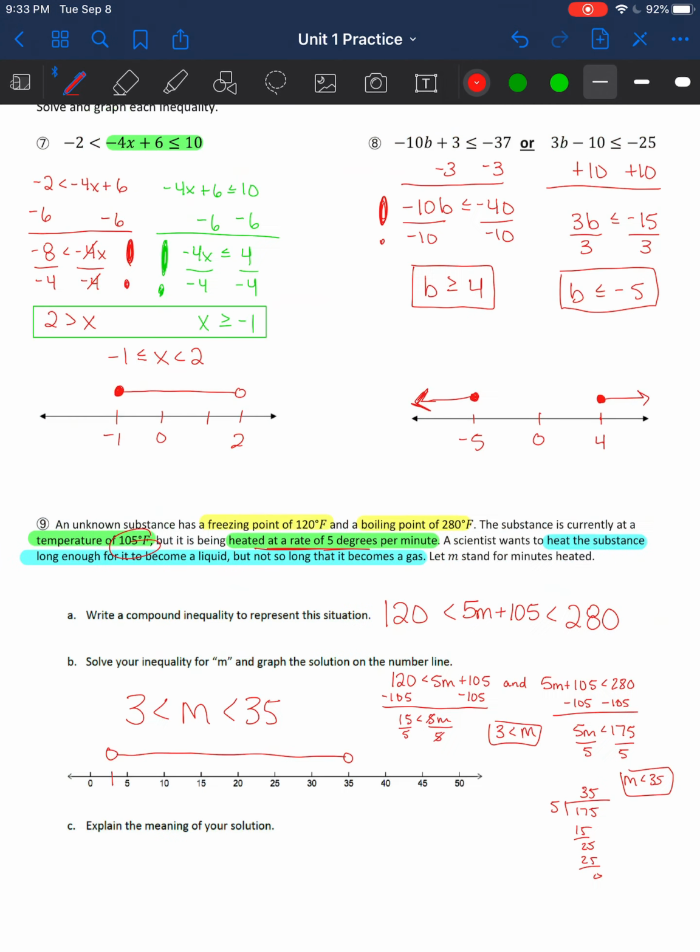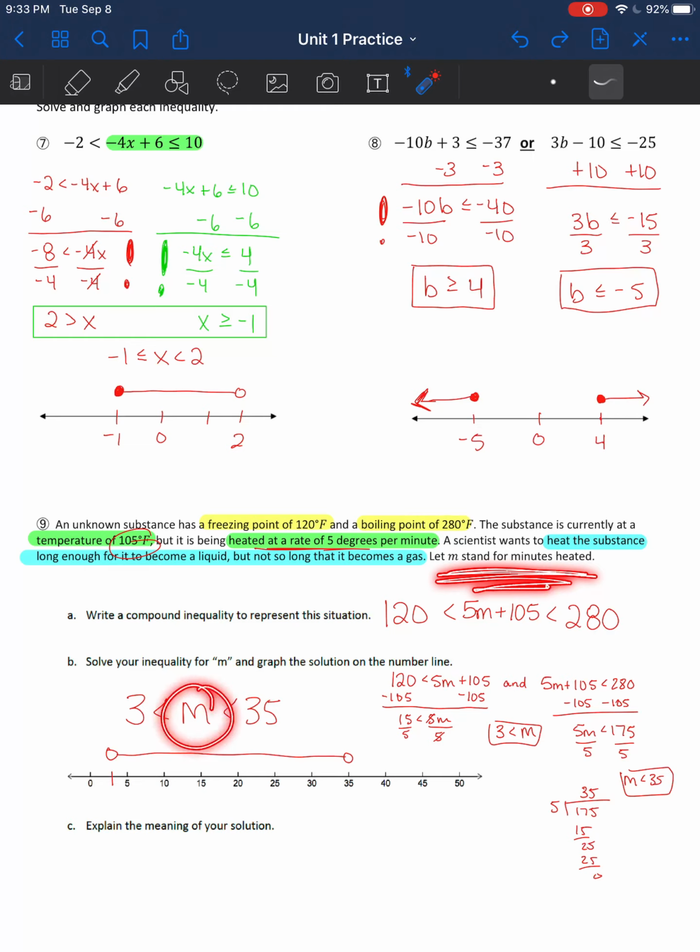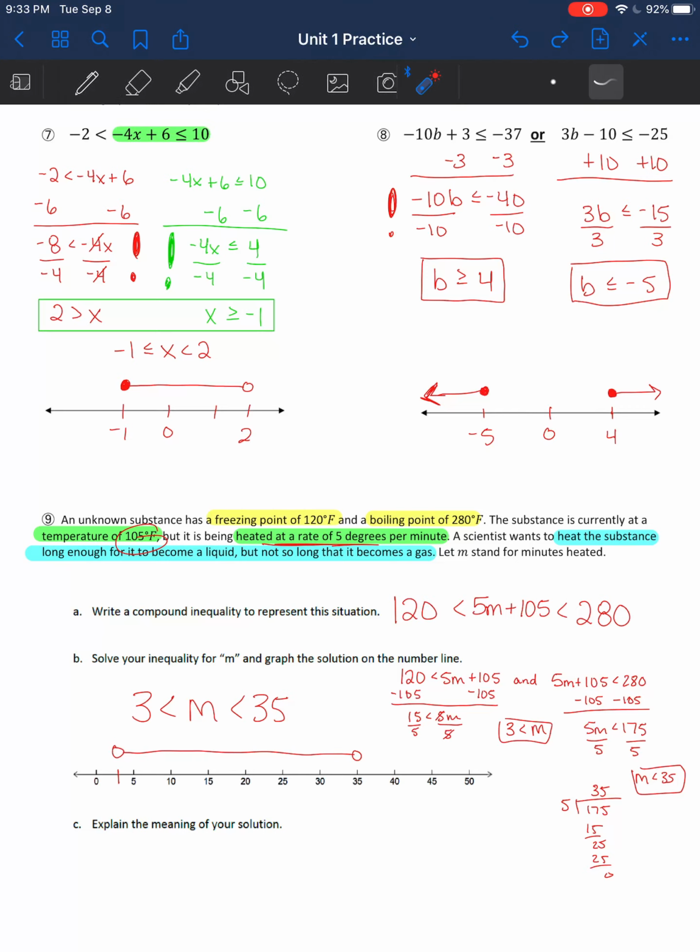Well, what does that mean? Remember, m stands for minutes heated. Let me mark that over here. M is minutes heated. So I know that the minutes heated need to be in between 3 and 35. Why? So that it's in a state that it's going to be liquid because it's above the freezing point but below the boiling point.